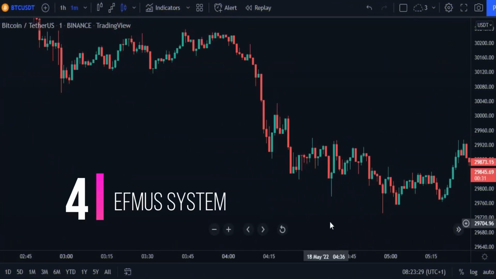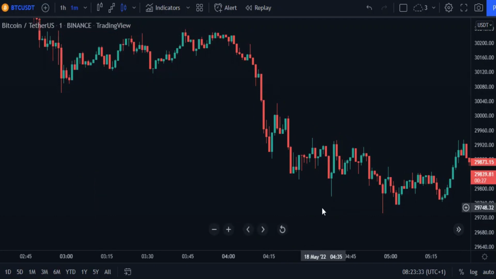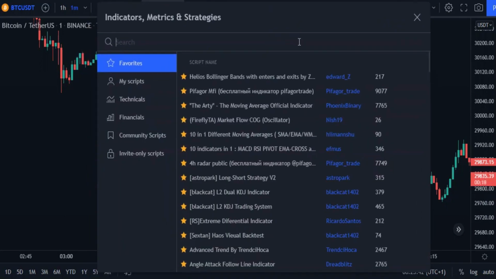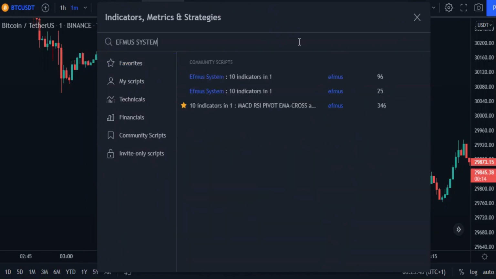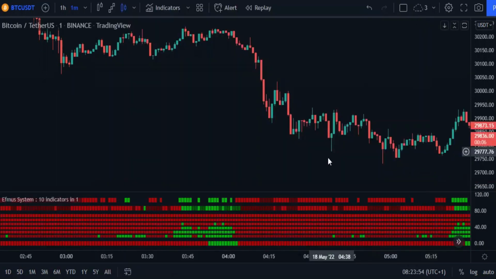The number 4 in this video will be the FMA system. This indicator is one of the very powerful indicators, which can be used even on 1-minute frame, with excellent accuracy. To find this indicator and learn how to use it, let's open the indicators box and search for FMA system. You can choose any one of them, they are the same, but in this example, I chose this indicator.